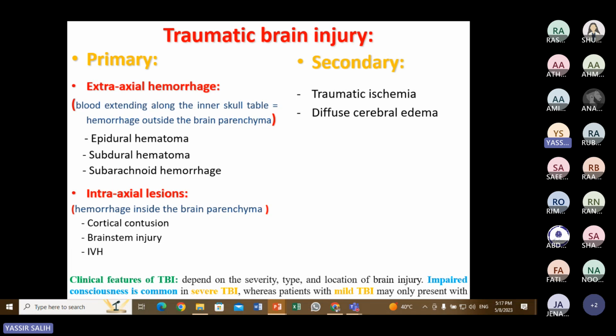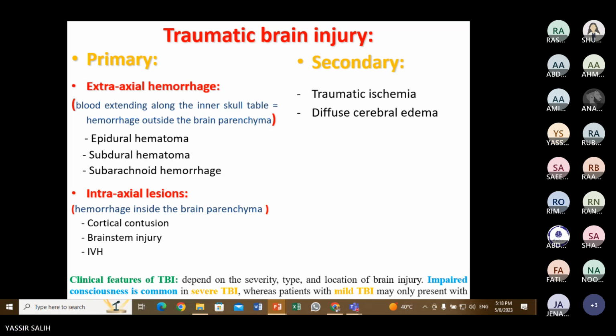Okay, so we have taken an overview about the CT technique. Then we are going to discuss the role of CT in case of emergency, and we classify traumatic brain injury into two groups, primary and secondary. The primary includes extraaxial hemorrhage, the blood that lies outside the brain parenchyma, out of the brain substance. It occurs between the layers that have been explained.